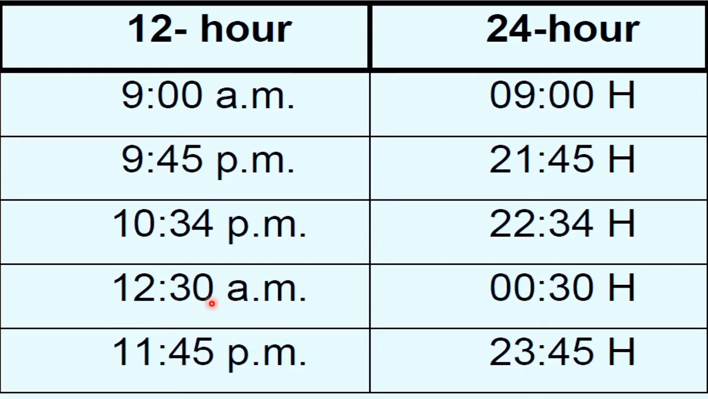Next, let's have 12:30 a.m. So, to get the equivalent of 12:30 a.m. in 24-hour clock format, we will subtract 12. So, kung kanina sa mga PM nag-a-add tayo ng 12, dito naman is magsasubtract tayo dito sa AM. So, we will subtract 12. So, ang matitira na lang ay 30. So, ang equivalent ni 12:30 a.m. sa 24-hour clock format is 00:30 hours.